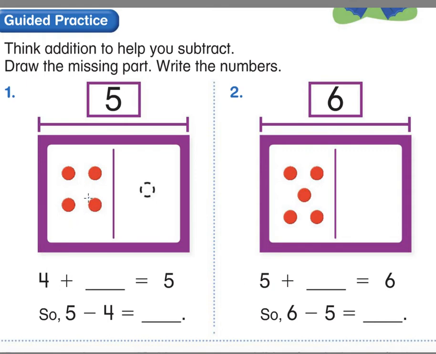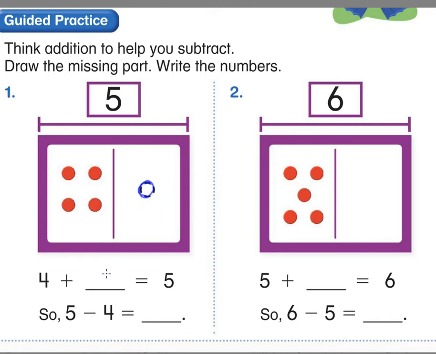So, just like we did on the front, let's find the missing part. Our whole number is 5. Now I'm going to give you a second. Find the missing part. Okay, so I'm going to count on from 4 all the way up to 5. So 4, 5. Well, that was easy. The missing part is 1.